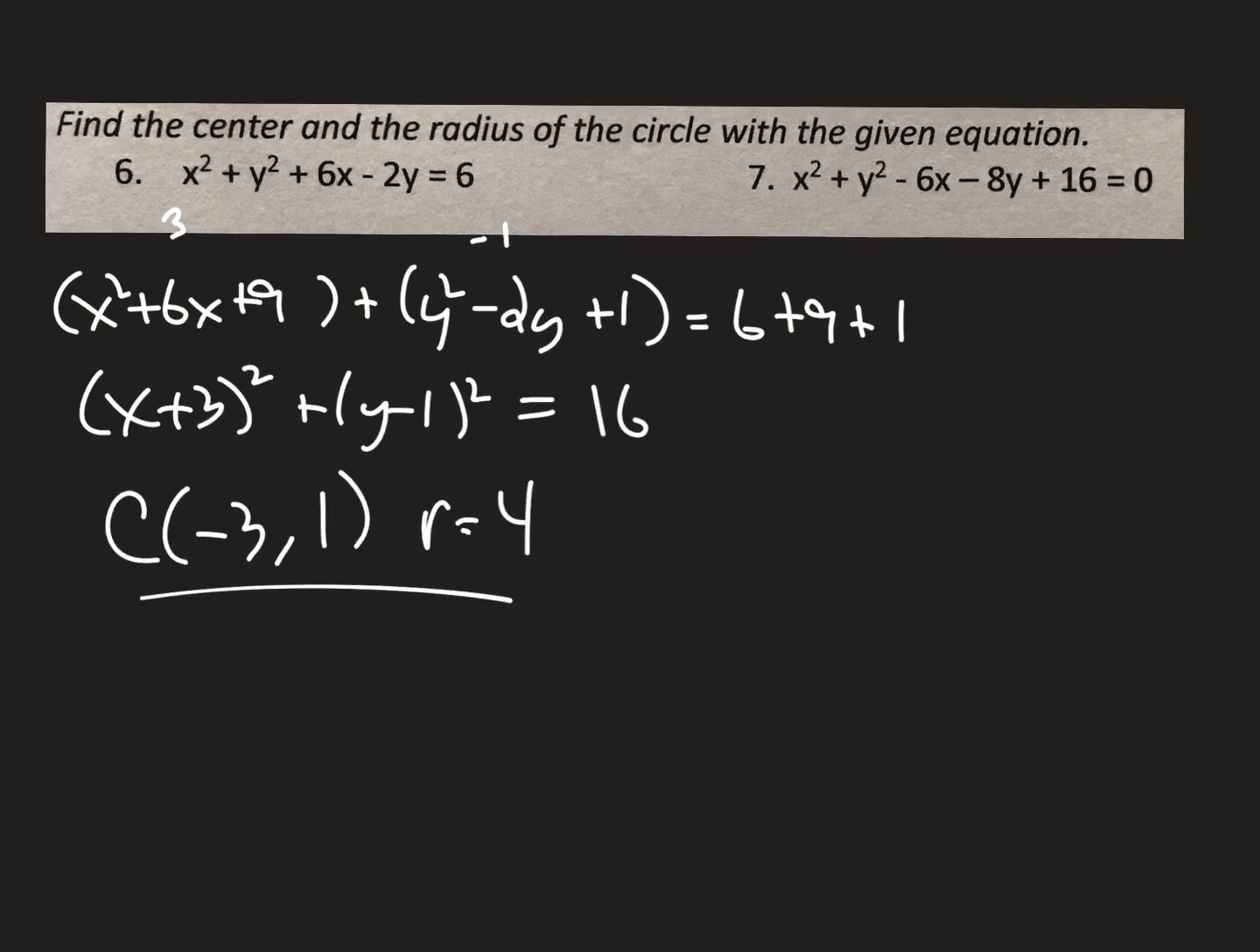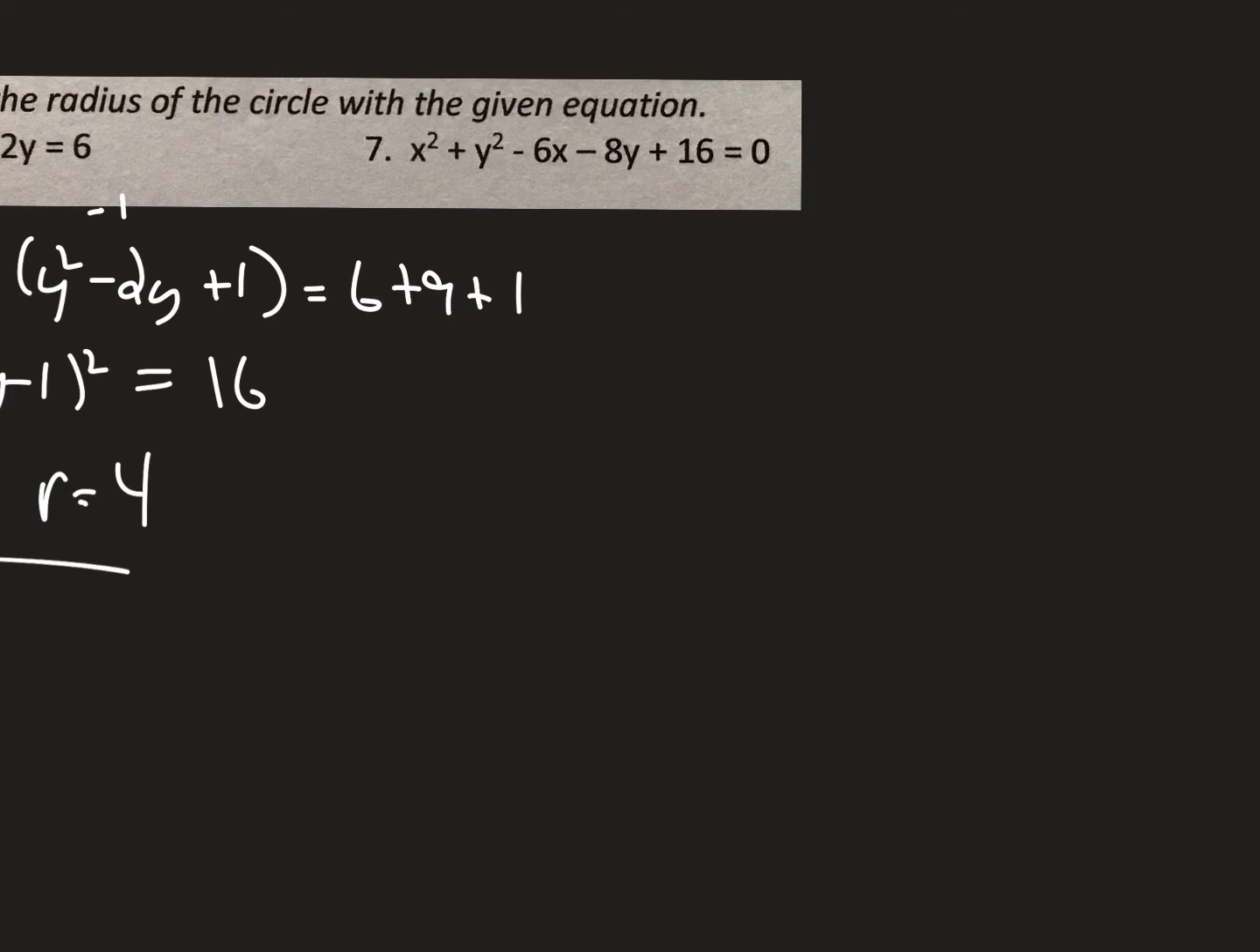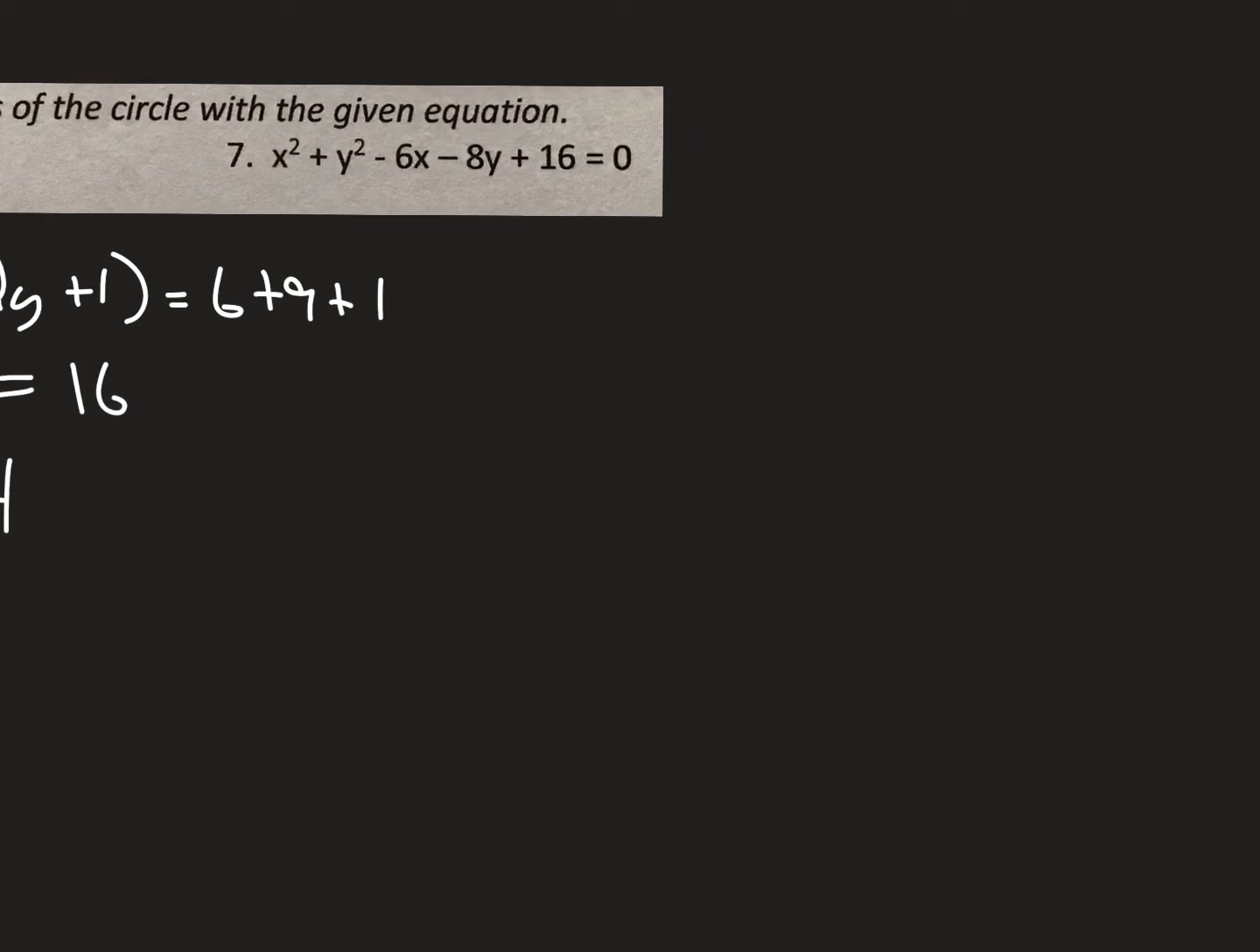Let's try one more. Let's go to number 7. Same exact kind of problem. Let's group your x's together. So we're going to x squared minus 6x. Leave space. Group your y's together. Leave space. Move the 16 over. So the 16 becomes negative 16.